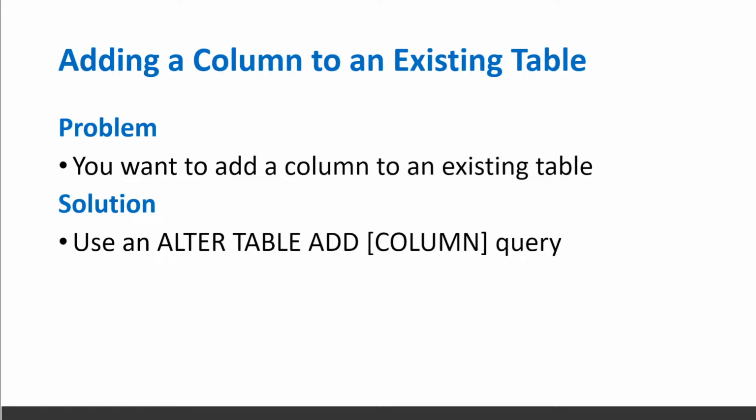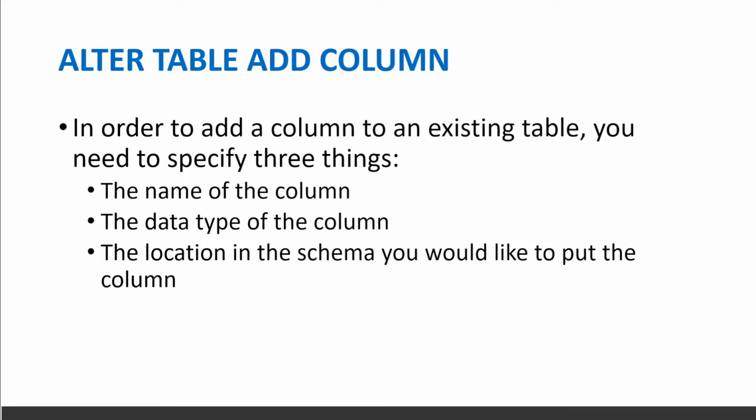And so if we want to add a column to an existing table, we use an alter table add column query to add the column to our table. Now, when we use an alter table add column query, we need three things. We need the name of the column. In this case, we're going to call our column division. We need the data type of the column. It's going to be a string. We'll call it like juniors and seniors or something like that. Whatever, it doesn't really matter.